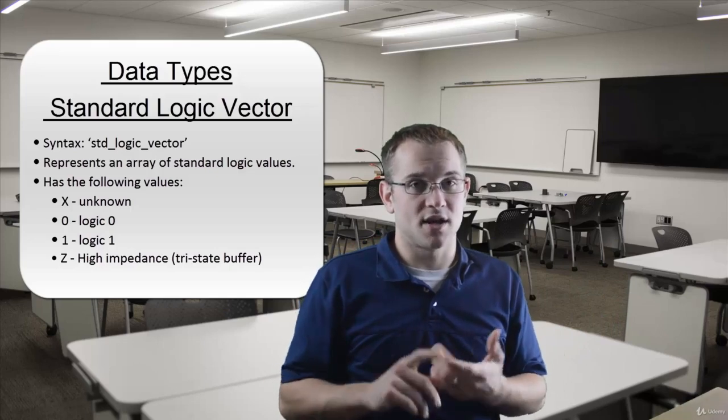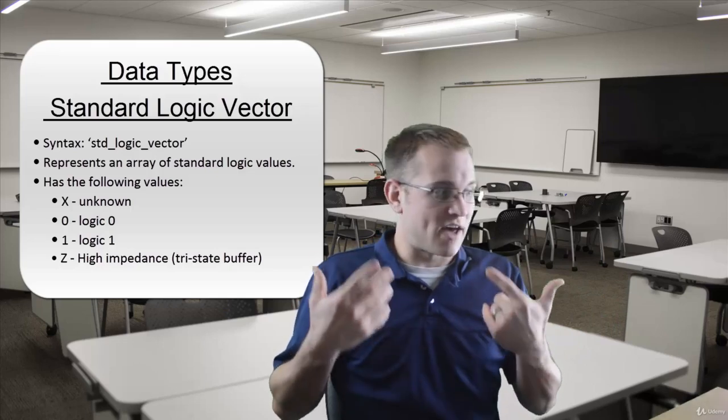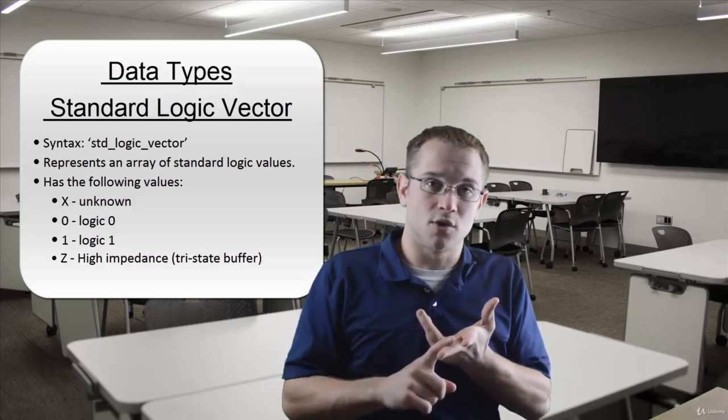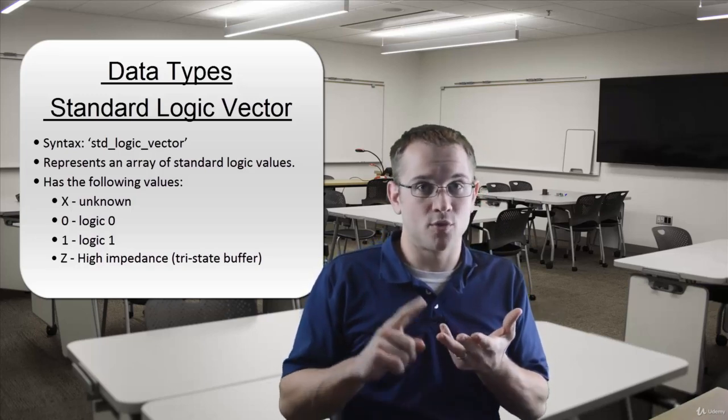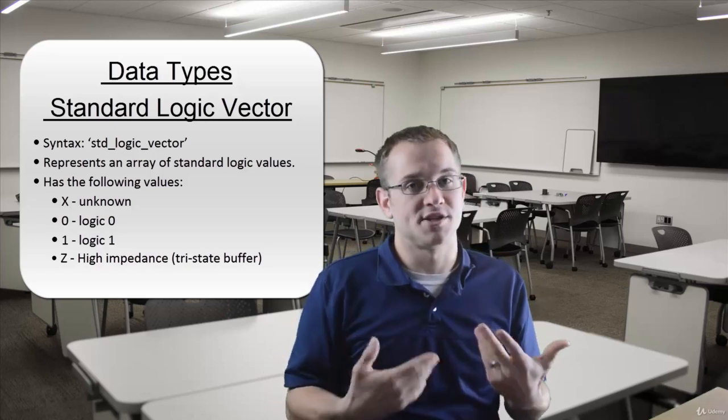Just like the standard logic, the standard logic vector can represent the same values. You can do X, which is unknown. You can have a 0, which is a low, 1, which is a high, and Z, which is the high impedance or the tri-state buffer.